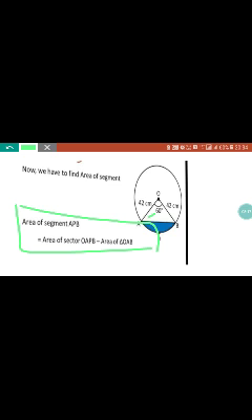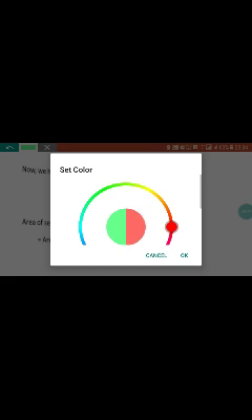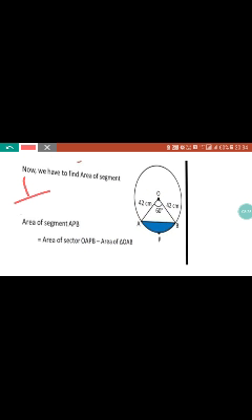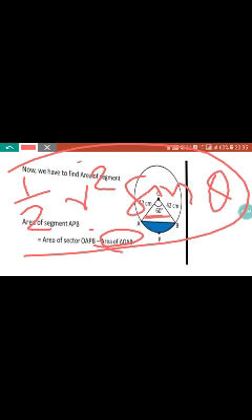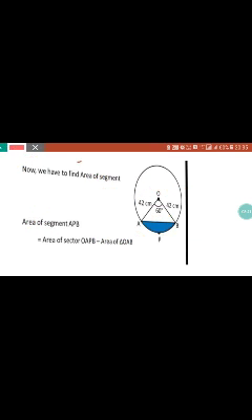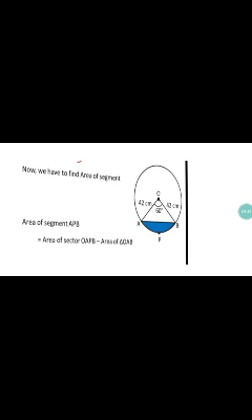And what is the area of the triangle? The area of the triangle is 1 by 2 r square sine theta. Here theta is 60 degrees. So by using this we can find the area of triangle OAB. The area of the sector formula you already know: pi r square theta by 360. By using this we can find the area of the segment. So these are the main important formulas of the mensuration chapter of the circle.